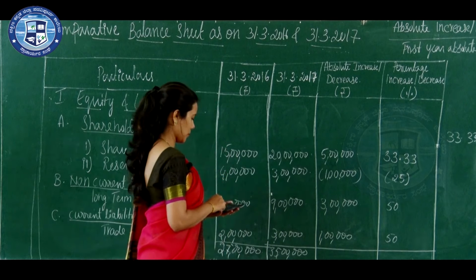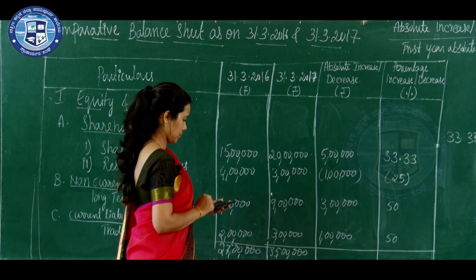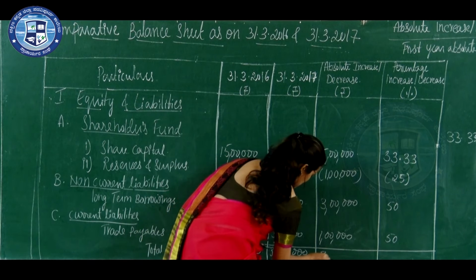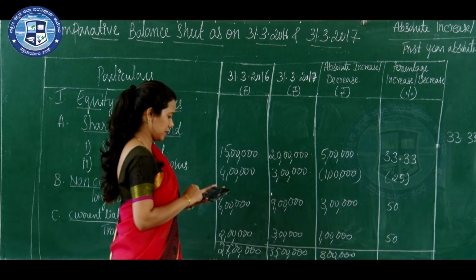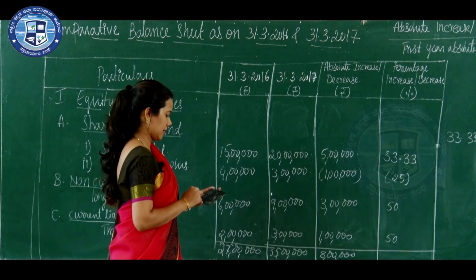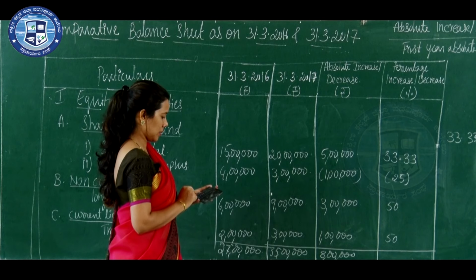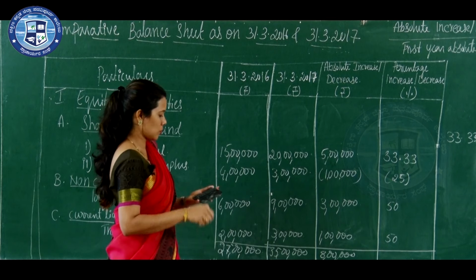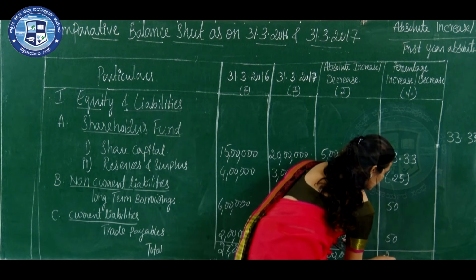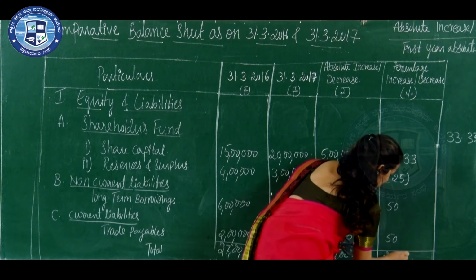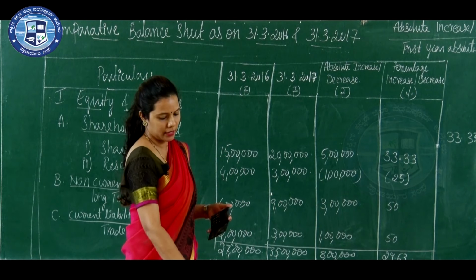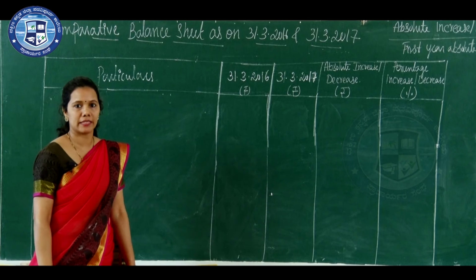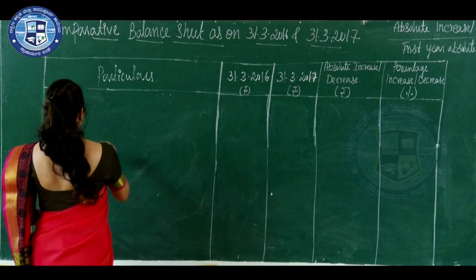Again take the difference, which is 8 lakhs. The difference is 8 lakhs, and convert 8 lakhs into percentage. 8 lakhs divided by 27 lakhs into 100, 29.63, 29.63 percent. So we finished liabilities. Now we will start with assets.